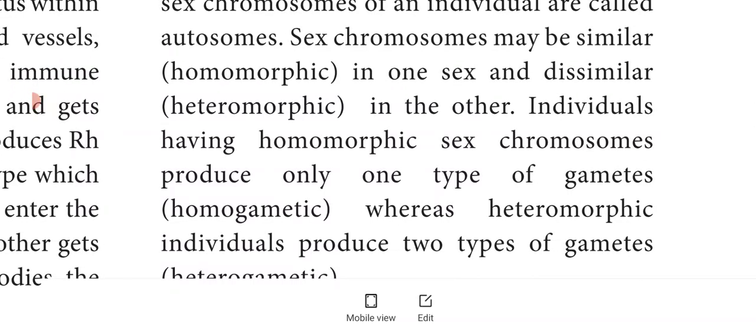The sex chromosomes may be homomorphic or heteromorphic. In one sex the gametes produced are the same or similar, called homomorphic. In the other sex, either male or female, the gametes produced are dissimilar, that is, different types of gametes.